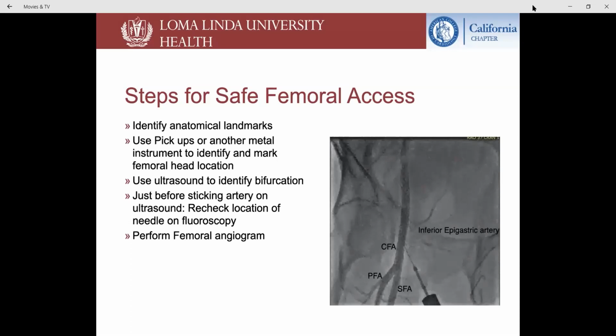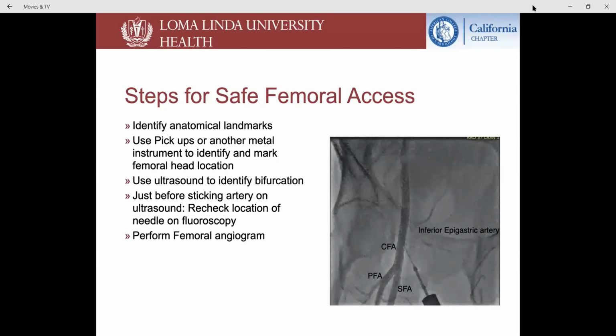Okay, then you get access. In this particular case, they were using the micropuncture kit. So basically it's a smaller percutaneous needle, and then you place a very small sheath into the artery, just big enough to allow for a picture like this. And then if you like where the stick is, you put the regular guide wire in and put the normal sheath in over that.